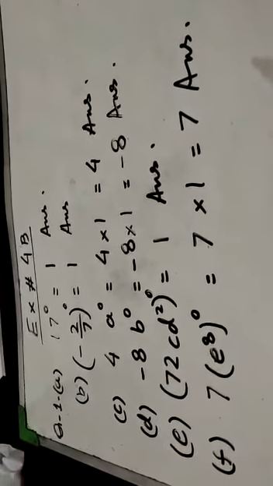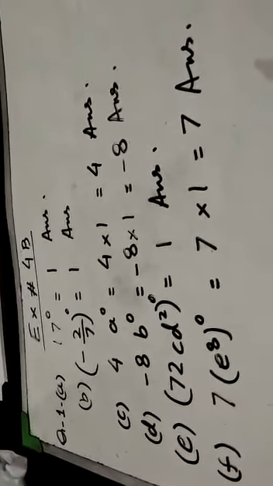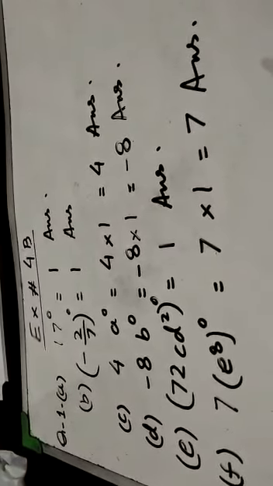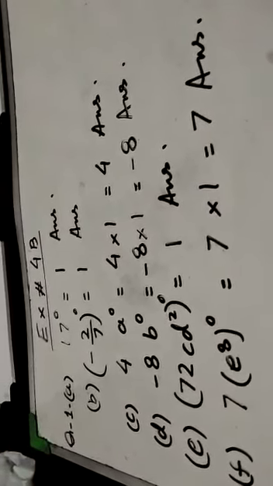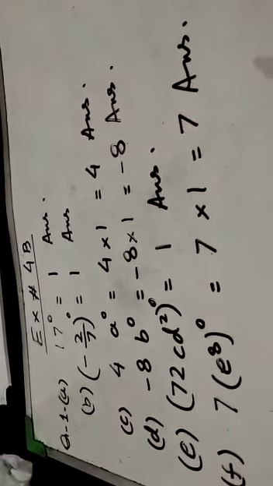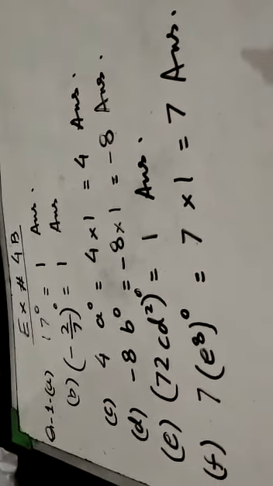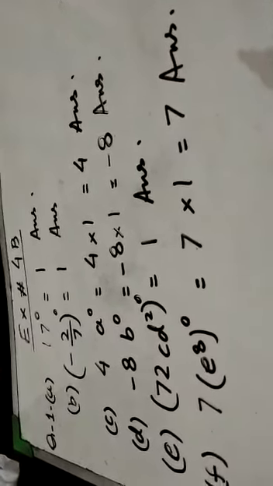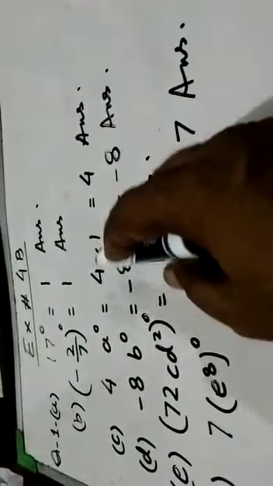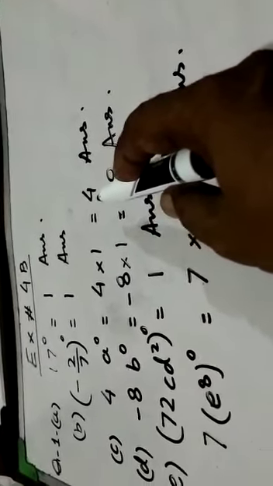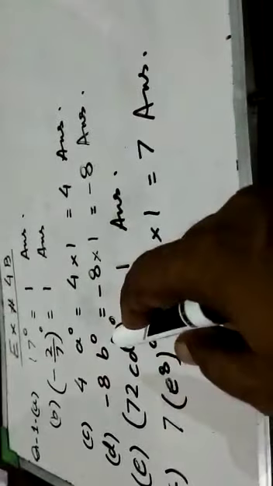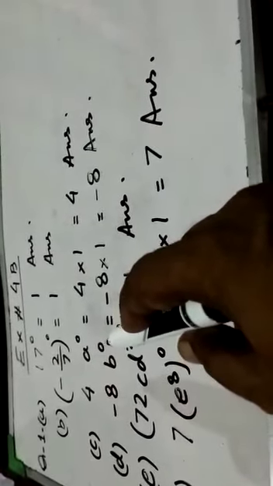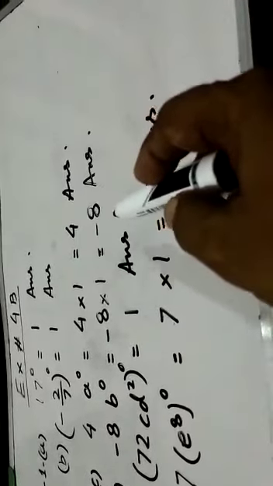Okay, and if it is 17 to the power 0, it will become 1. If it is minus 2 upon 7 to the power 0, it will become 1. If it is 4 into a to the power 0, so a to the power 0 will become 1, and 4 will be multiplied with it, and this will give you 4. Minus 8 b to the power 0. b to the power 0 will become 1, and minus 8 will be multiplied with it, so it will become minus 8.